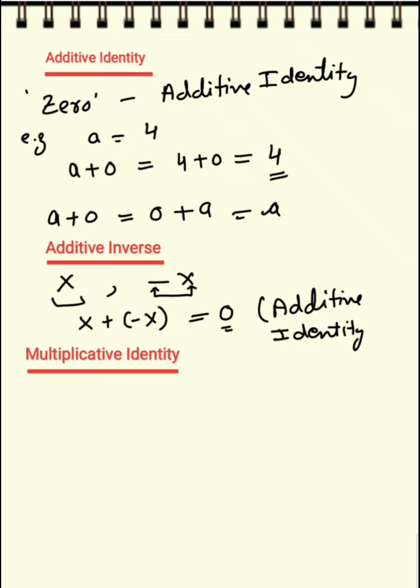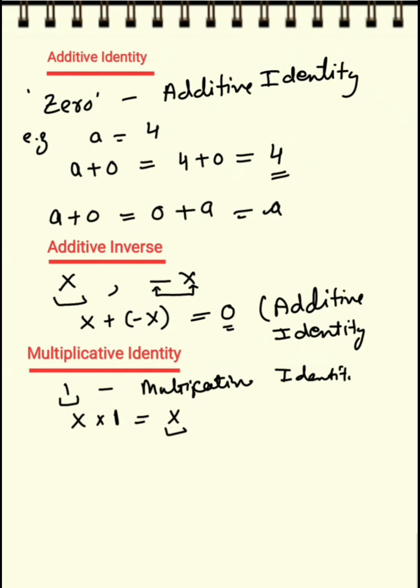We have multiplicative identity, and 1 is the multiplicative identity for all integers. Why? Because whenever we multiply any integer, suppose x, with 1, we'll get the same number. So 1 is the multiplicative identity for all integers. These properties are very helpful while doing calculations. They make our calculations very easy.